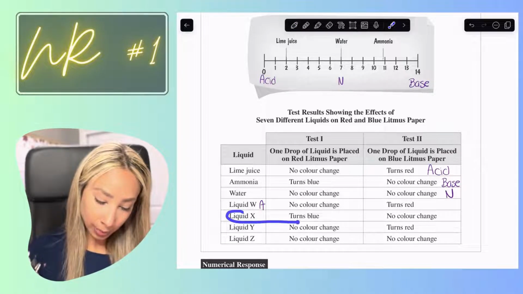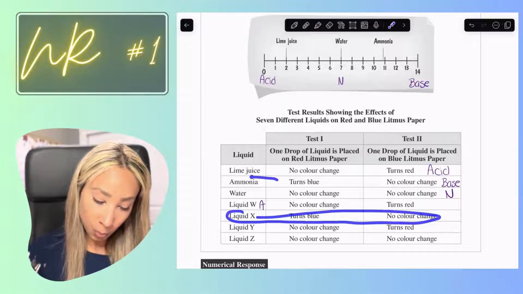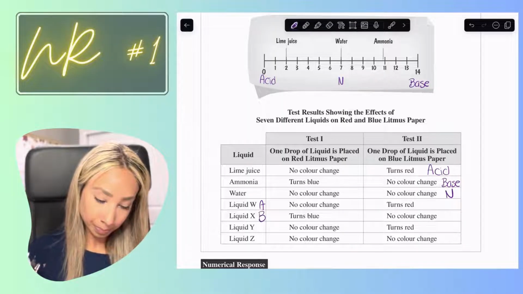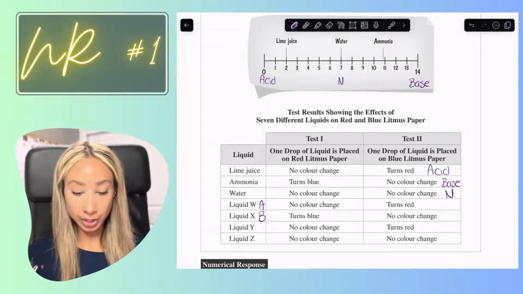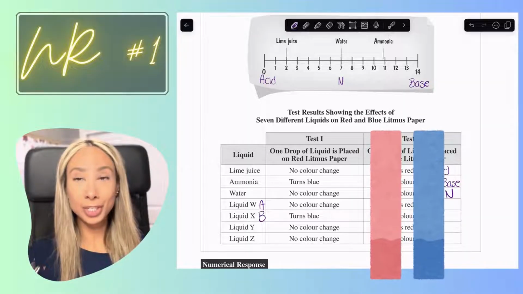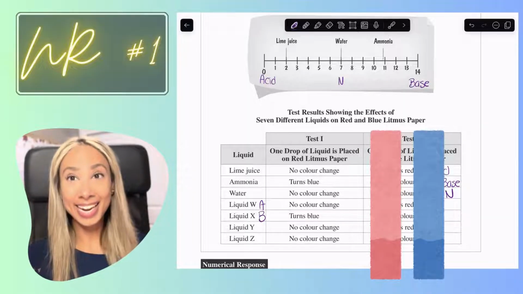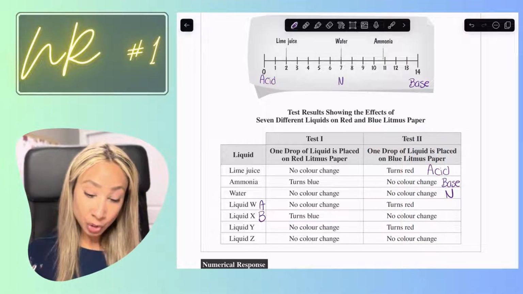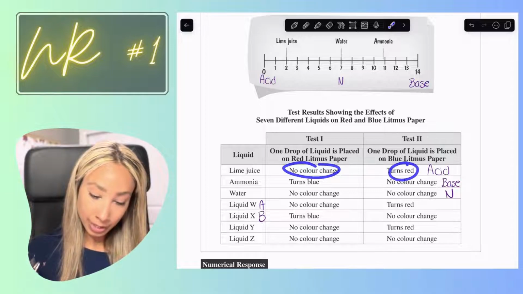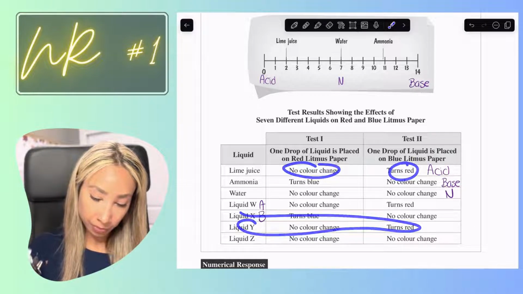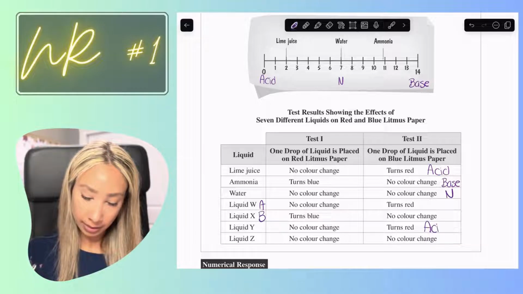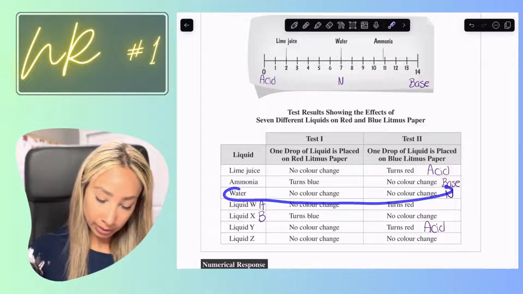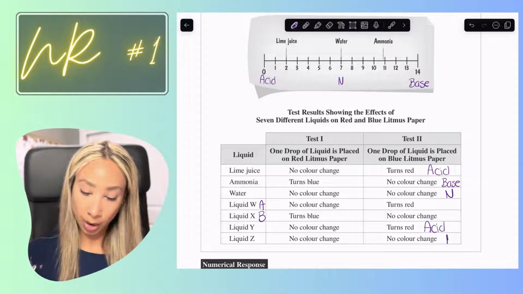Let's look at X. Liquid X turns blue. Again, where have we seen that before? We've seen it here. So we know that that's going to be a base. And sorry, one thing I wanted to mention was with litmus paper, when it turns blue, it is indicating a base. So you can think of blue base, if that helps. Liquid Y, there's no color change, but it does turn red. And again, we've seen that before, so that's probably an acid. And our last one, no color change. We've seen that really clearly here with our water, so this one is probably neutral.